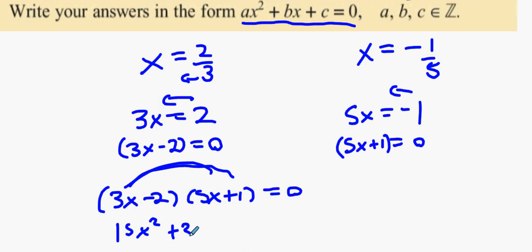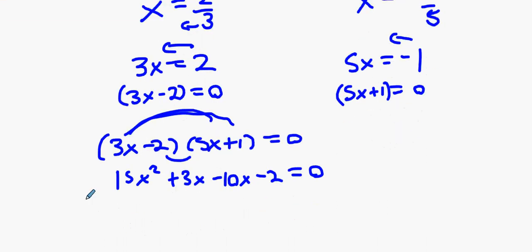3x equals 0. Then after that, 3x into... 3x multiplied by what? Plus 1. Oh wait.